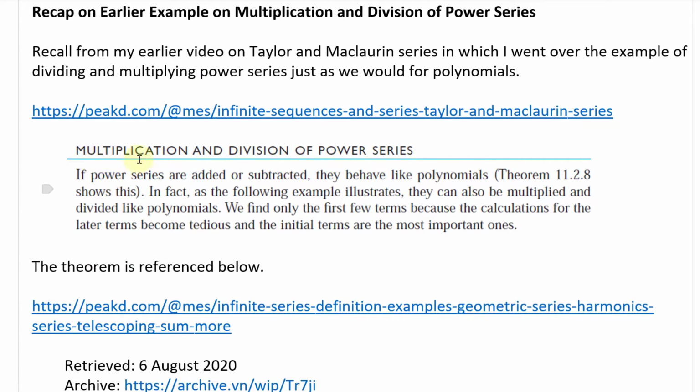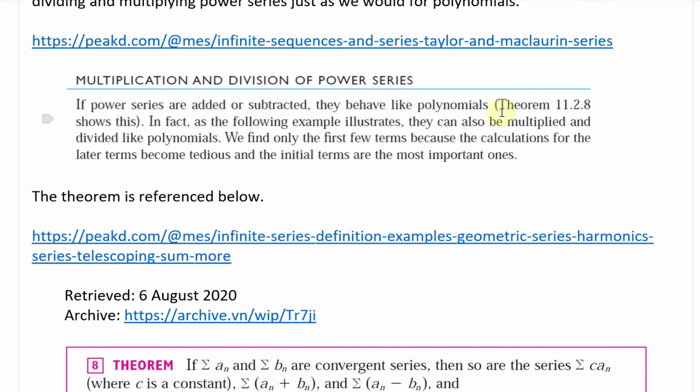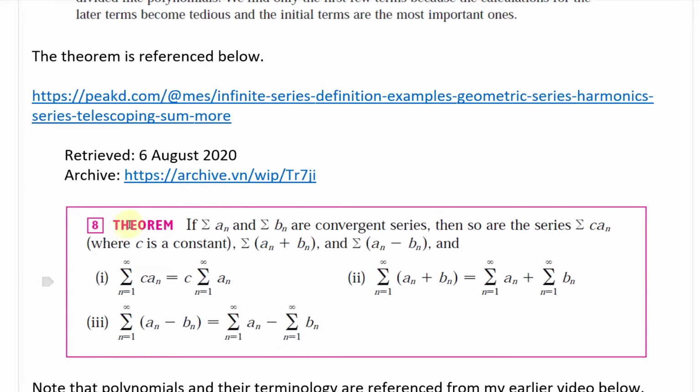So anyways, multiplication and division of power series. If power series are added or subtracted, they behave like polynomials, and Theorem 11.2.8 shows this, and I'll reference the theorem below. In fact, as the following example illustrates, they can also be multiplied and divided like polynomials, and we find only the first few terms because the calculations for the later terms become tedious, and the initial terms are the most important ones. So here's the theorem referenced below that was mentioned in the earlier video. Here, Theorem 11.2.8.